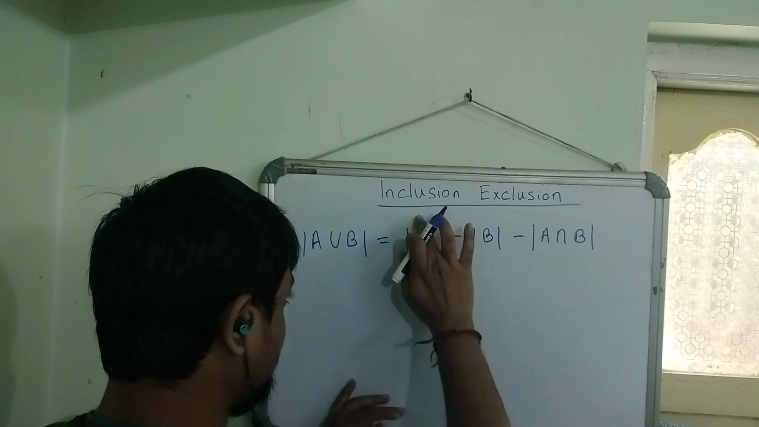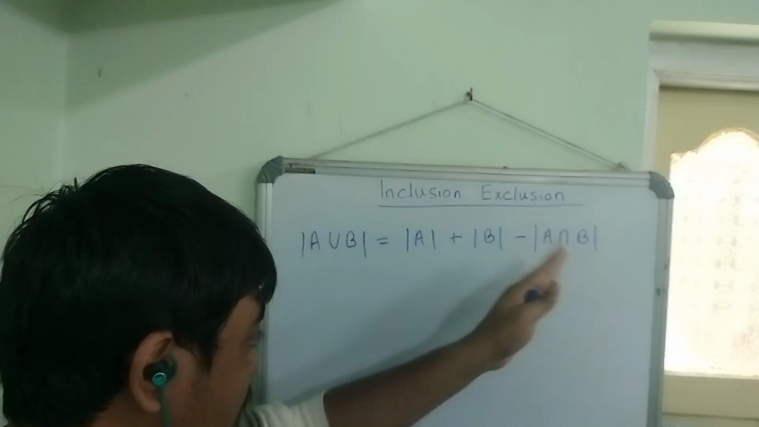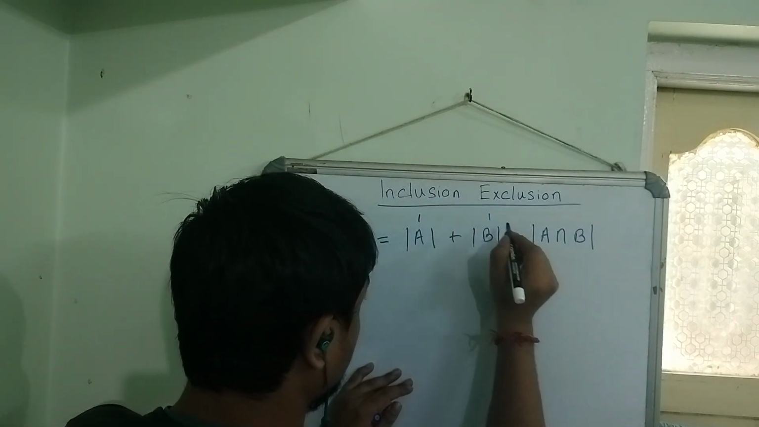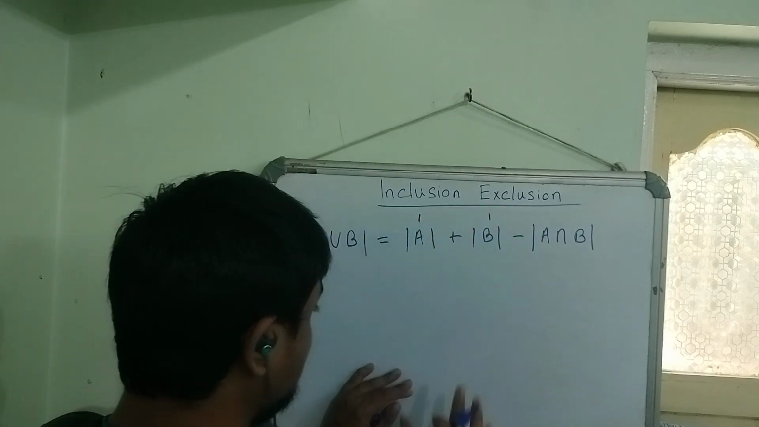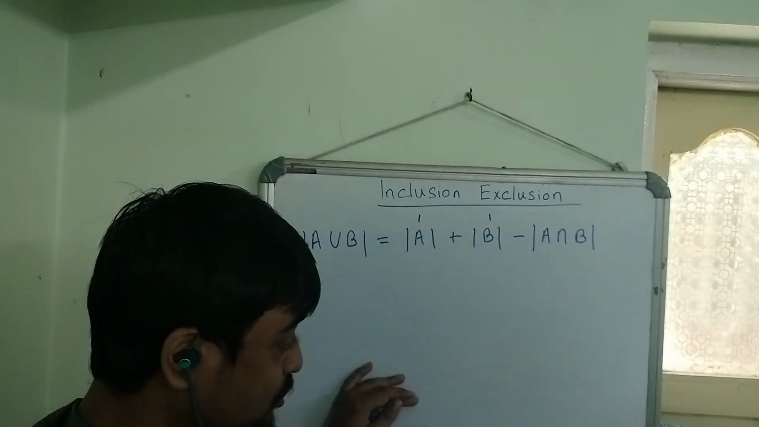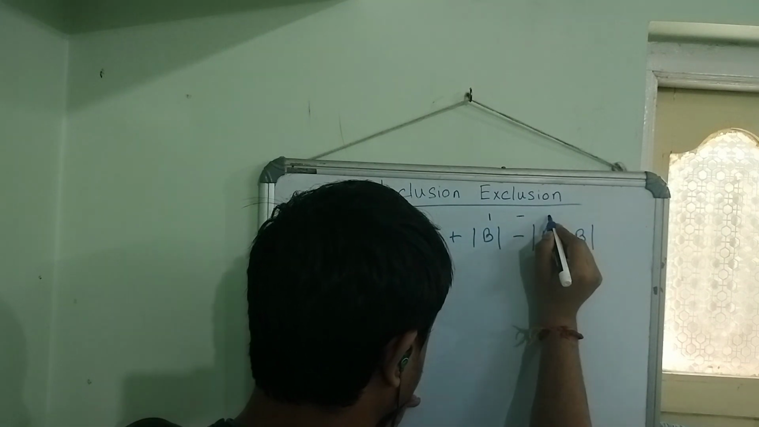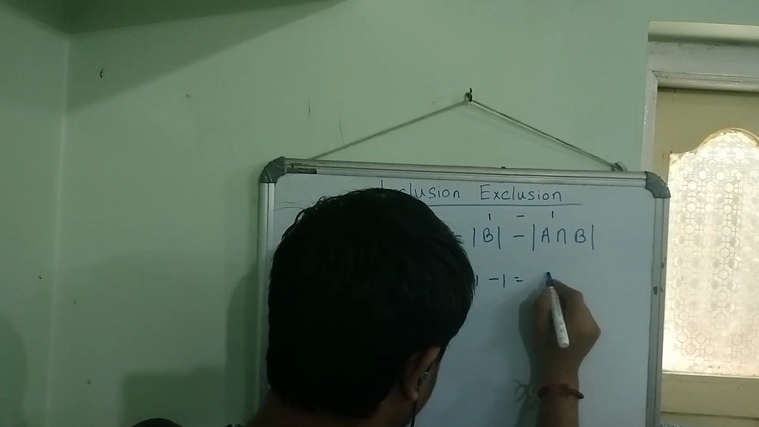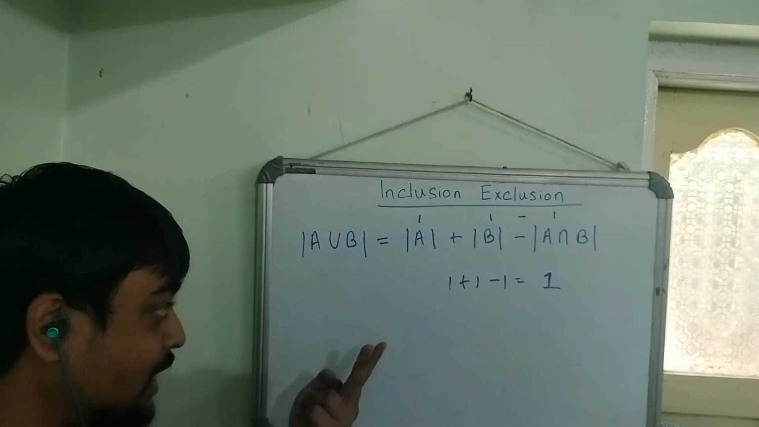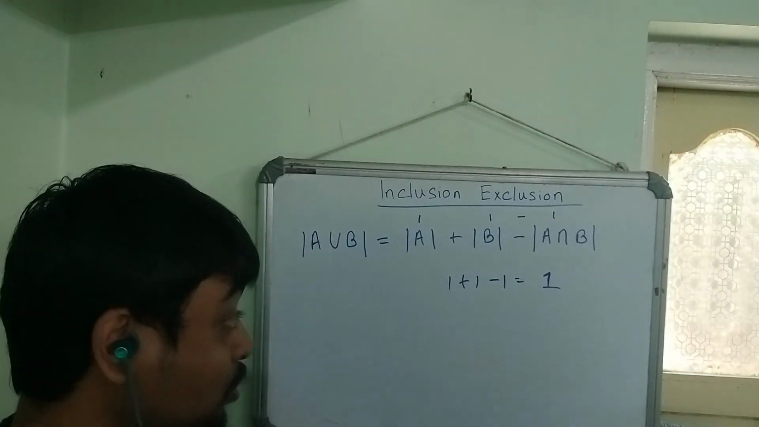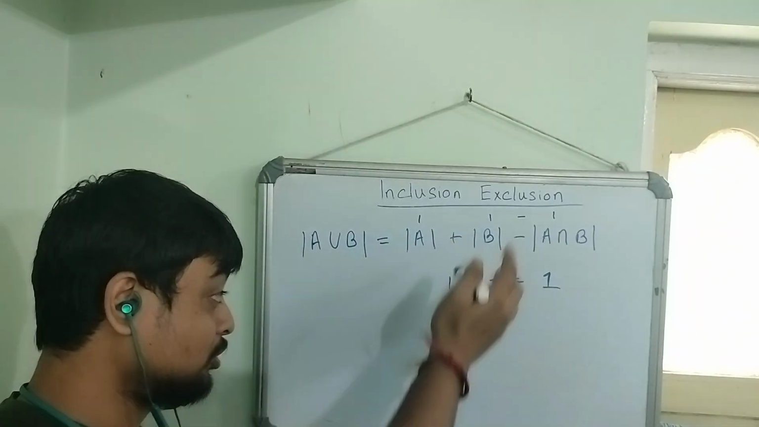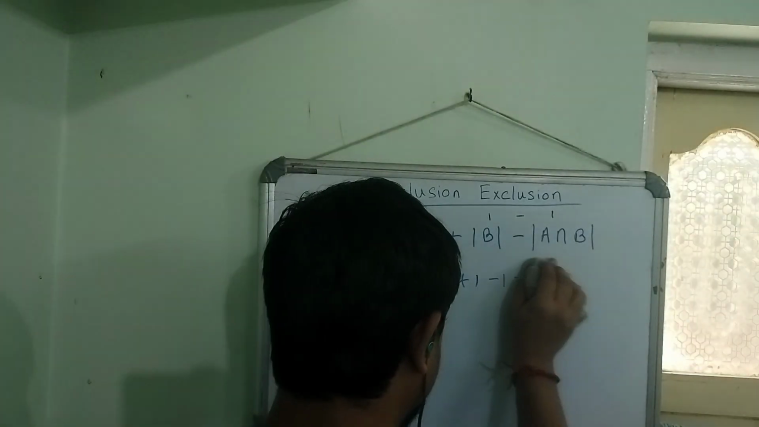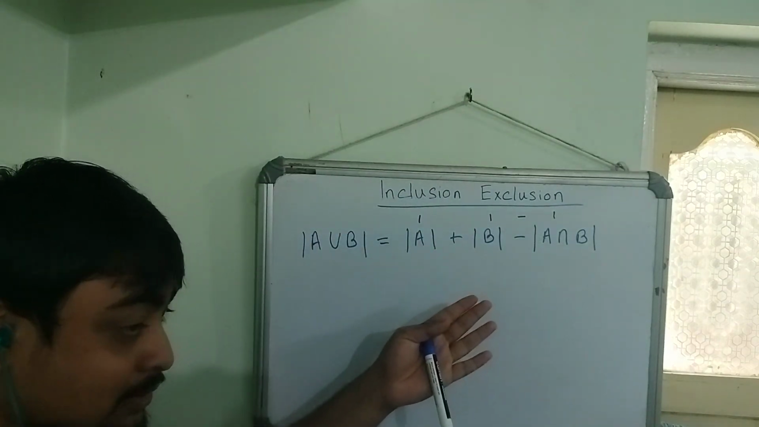Okay, so we all get this. But what about those which are present in both? Those which are present in both are counted once in A and once in B, so it is counted twice. So there is a double counting, and we have to balance it. So here it is deducted once. So 1 plus 1 minus 1 is equal to 1. See, there are only three cases. Either it is present only in A, or only in B, or in both. In all three cases, each and every element is counted exactly once. So the inclusion exclusion principle for two sets is true.